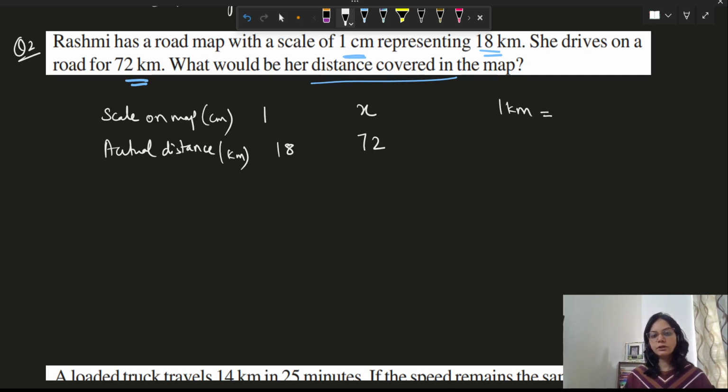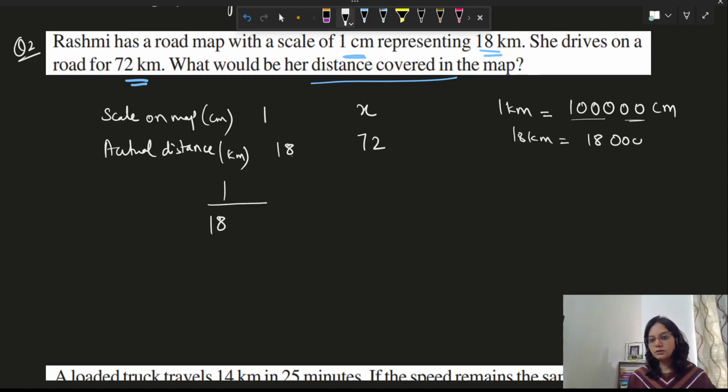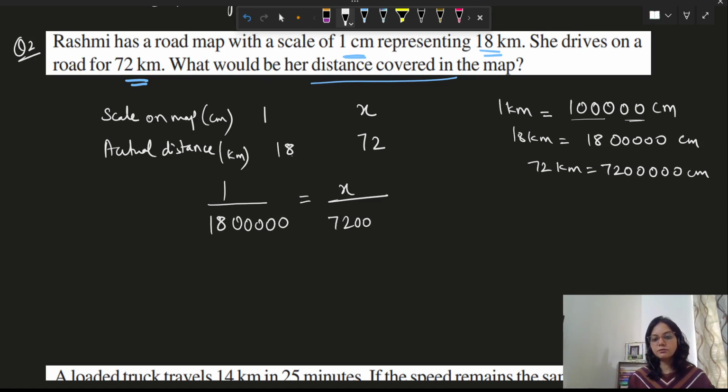Okay, students. So 1 kilometer will be equal to 10 raised to the power 5 centimeters, because for kilometer you have to convert to meter, and then meter to centimeter, two more zeros. Okay, so now it changes to 1 by 18 kilometer, which you will write as this many centimeters, and 72 kilometer will be 720000, 5 zeros will come. Okay, so put this over here, and this ratio will also remain the same.